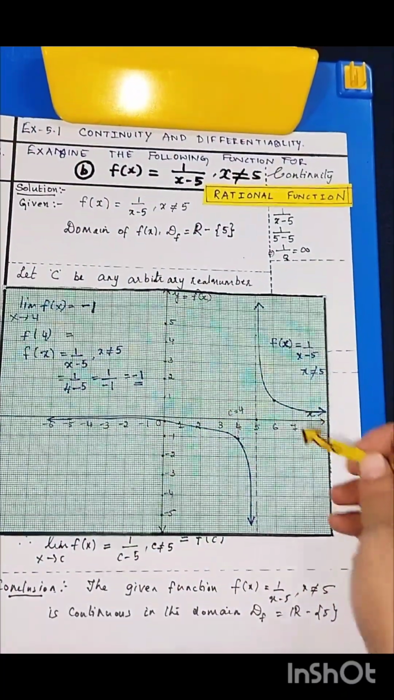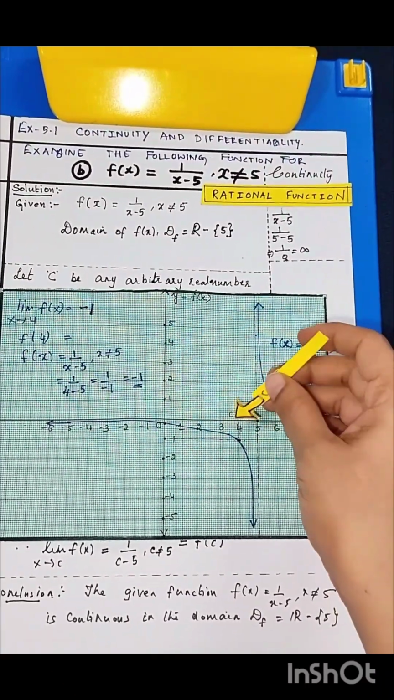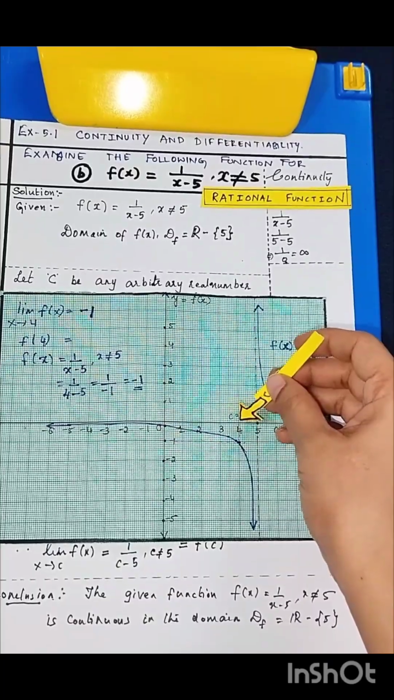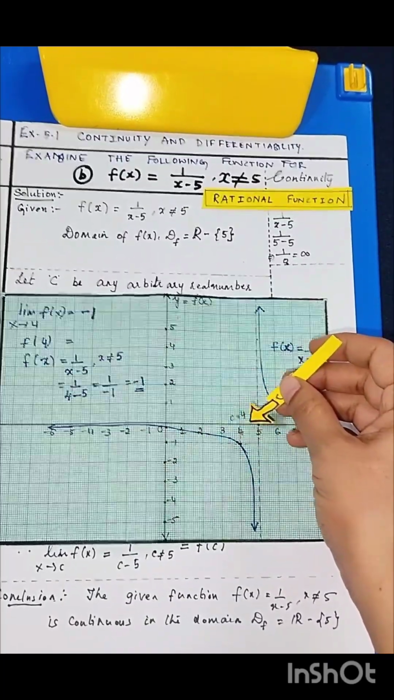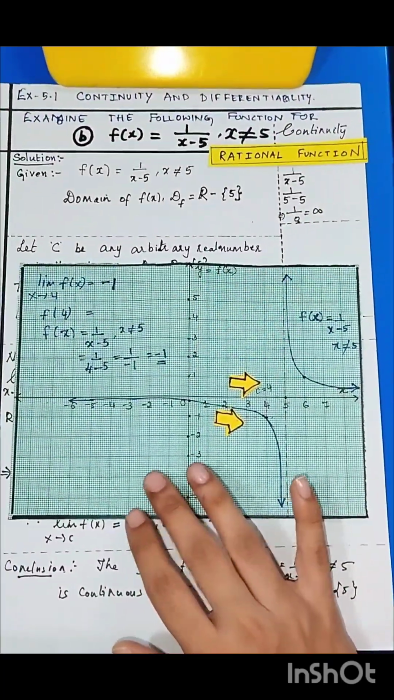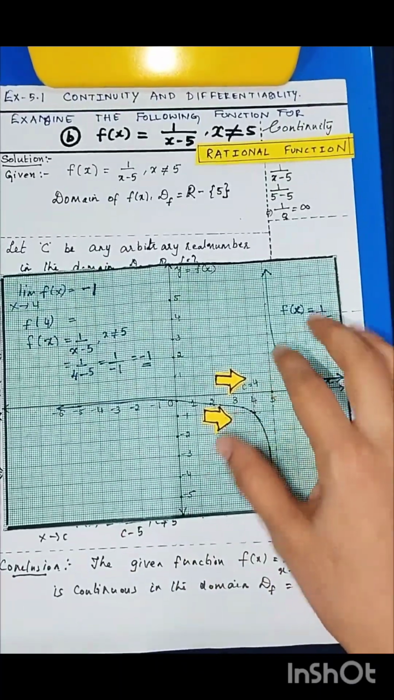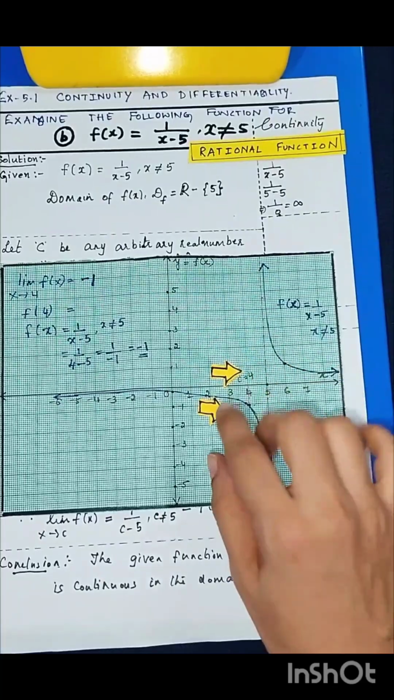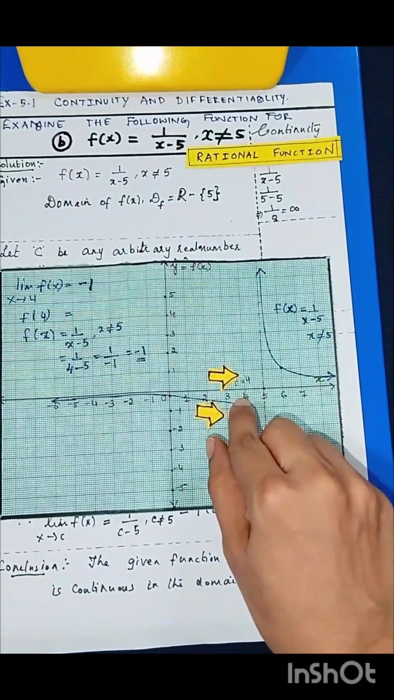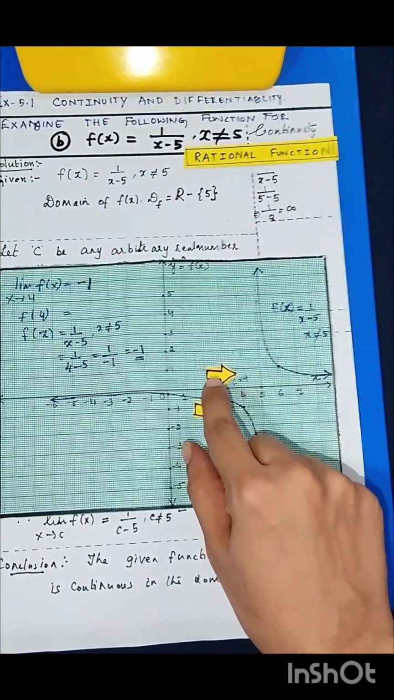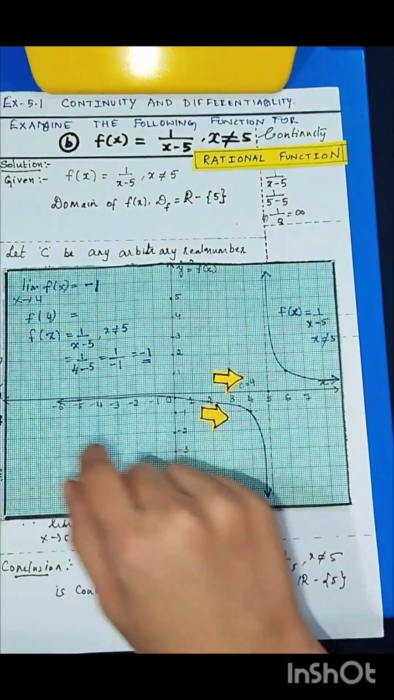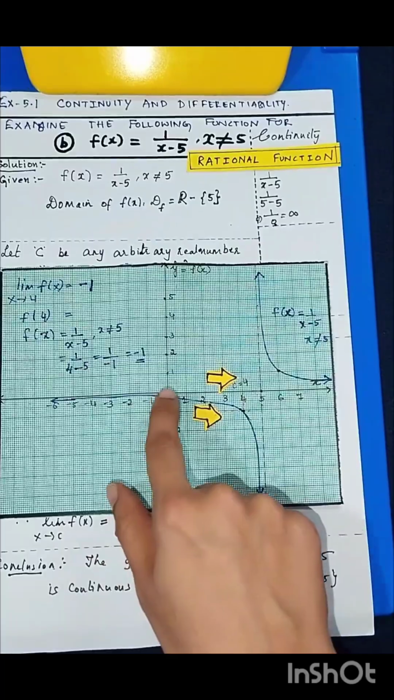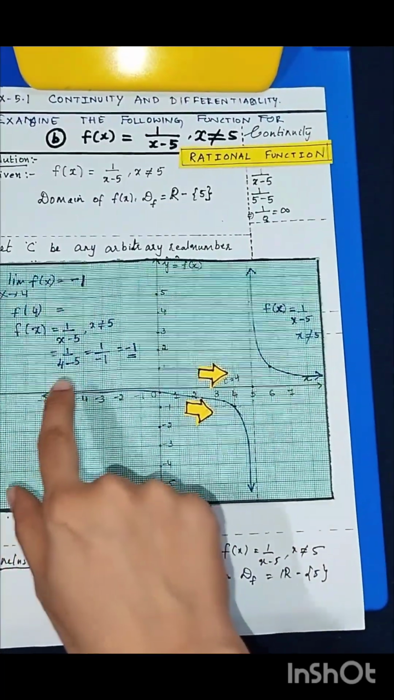Now let us select c is equal to 4, and we will see whether this function is continuous at this particular point. Algebraically, we proved that this function is continuous, but let us prove the continuity using the graph. Now c is equal to 4. To prove that the limit exists, let us say that we are traveling towards c is equal to 4 from the left hand side.